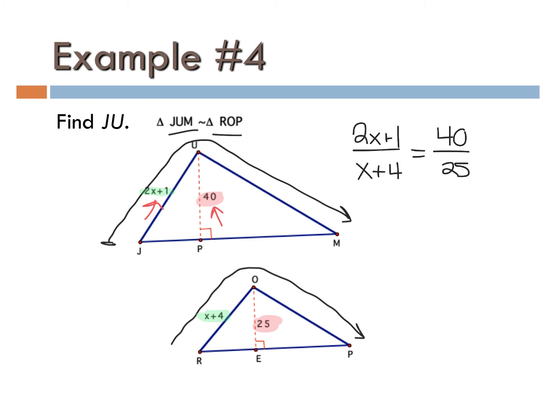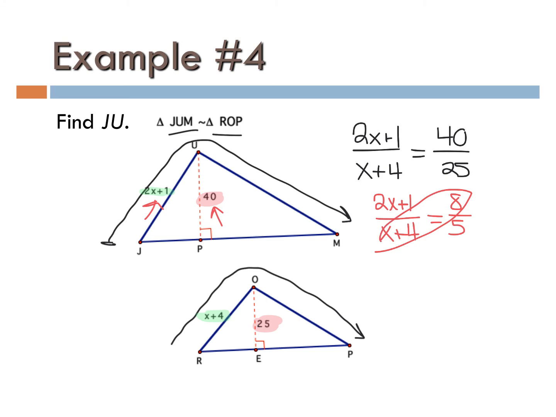Now, one thing you may notice once I wrote this proportion is 40 over 25 could be simplified. I'm going to go ahead and reduce it because I'm going to have to cross multiply, and the smaller the numbers, the better for me, because I could just do it a lot faster. So what goes into 40 and 25? 5 does, and I would get 8 over 5.